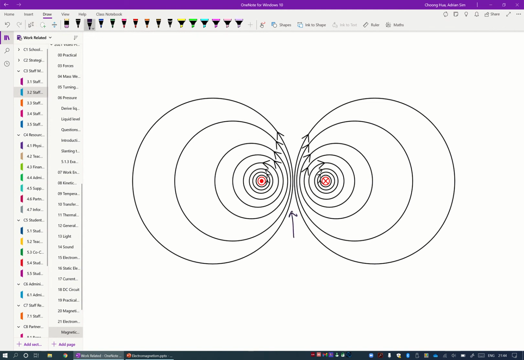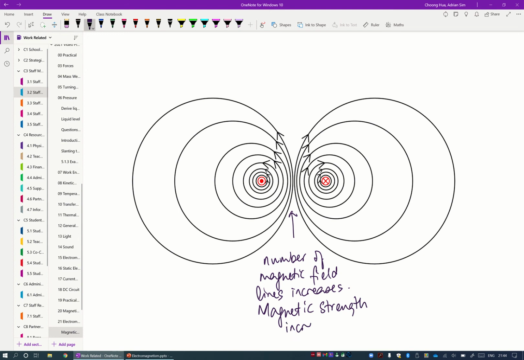So we say number of magnetic field lines increases, and hence magnetic strength increases.